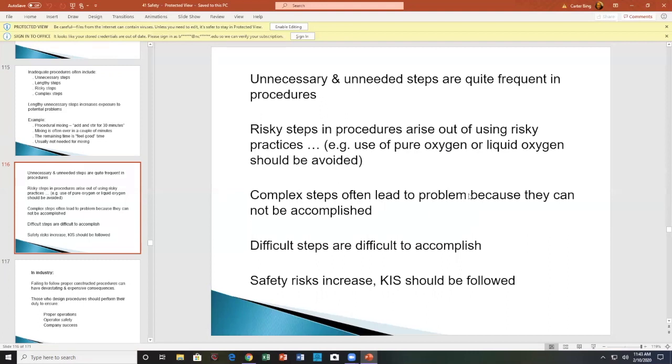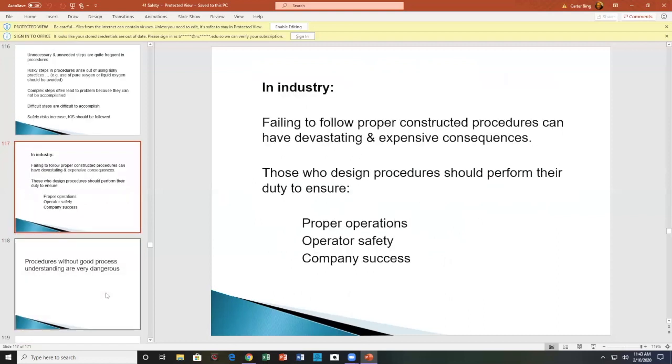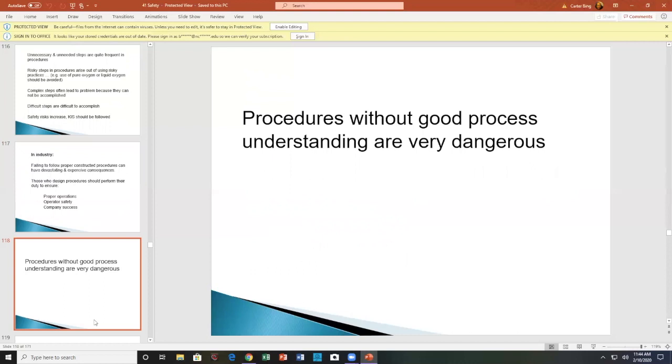Complex steps often lead to problems because they cannot be accomplished. Difficult steps are difficult to accomplish. Safety risks increase. Keep it simple, sweetheart. KISS, K-I-S-S, keep it simple, sweetheart, should be followed. If you have complex steps, they should be revised to simpler steps. Failing to follow properly constructed procedures can have devastating and expensive consequences. Those who design procedures should perform their duty to ensure proper operation, operator success, safety, and company success. Procedures without good process understanding are dangerous.